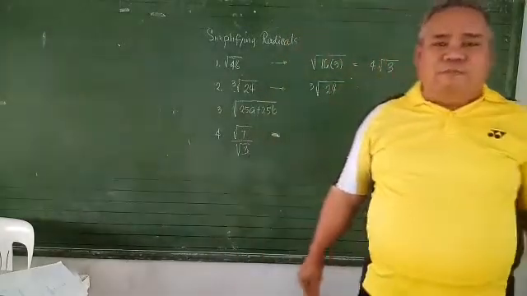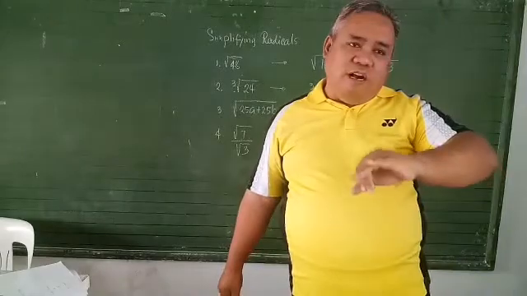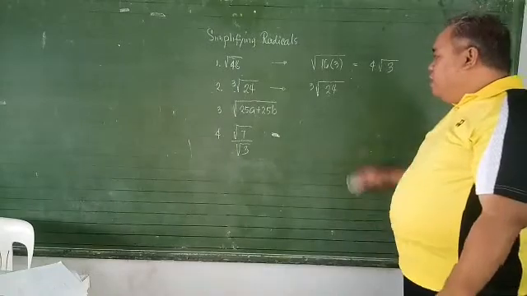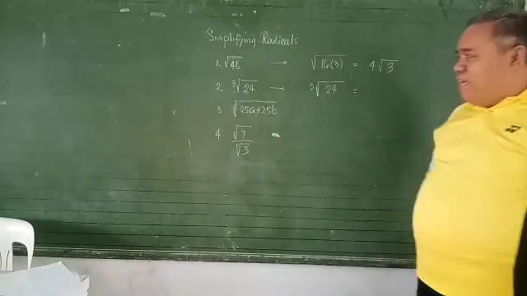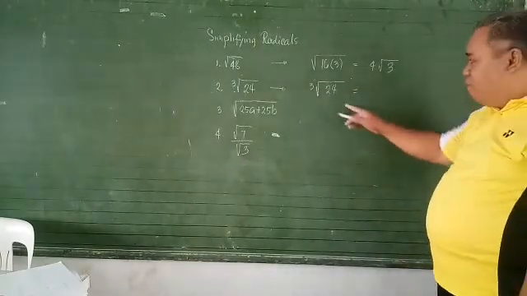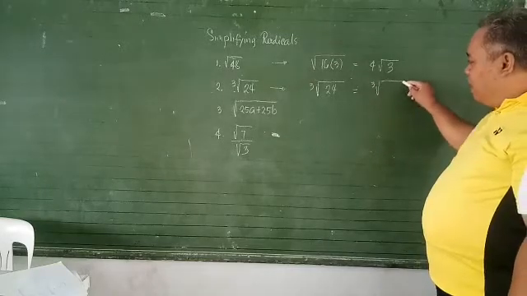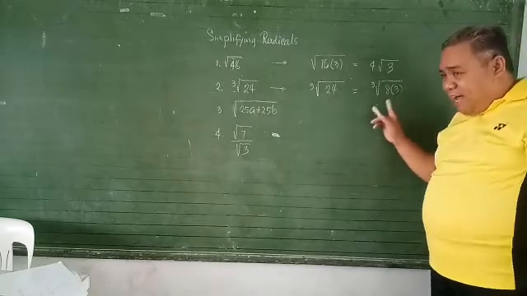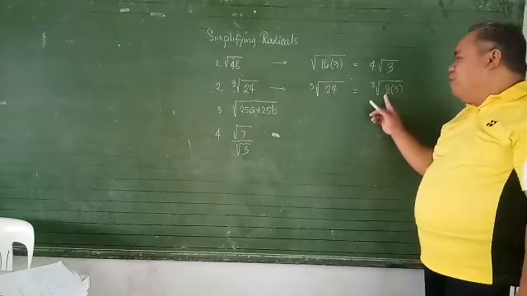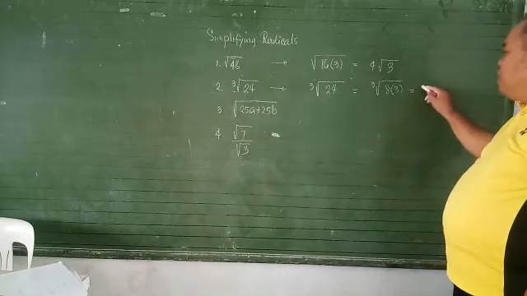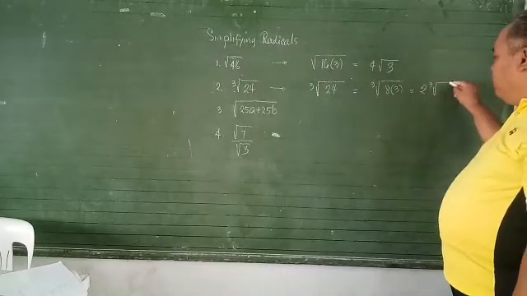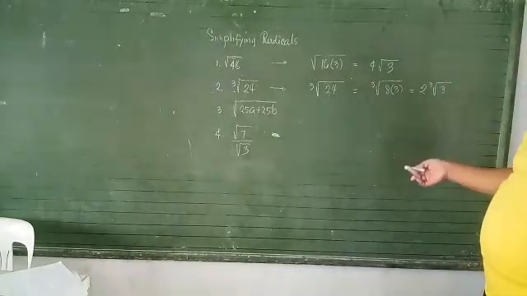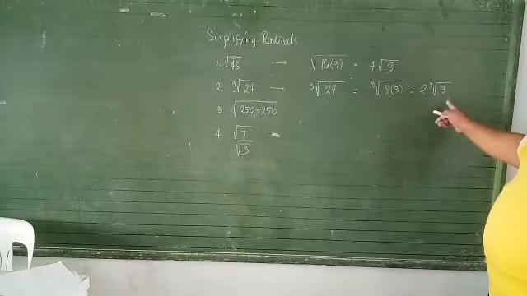Why is 8 a perfect cube? Because 2 times 2 is 4, then 4 times 2 is 8. Three 2s multiplied by itself. So here, if we're going to find the perfect cube of 24, we can say that the factors are 8 and 3. Here, we know 8 is the perfect cube. So we're going to take out 8. This becomes 2 cube root of 3. We're going to leave 3 inside the radical sign because it is an irrational number in terms of cube.